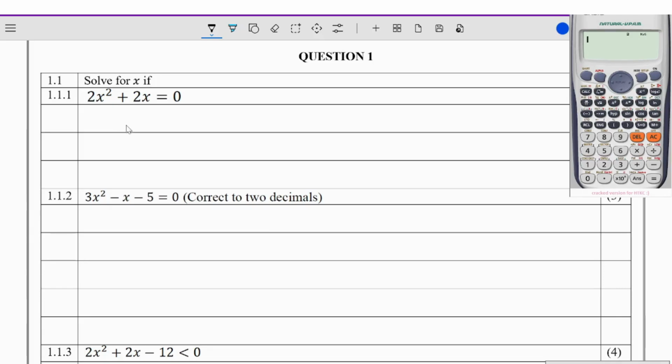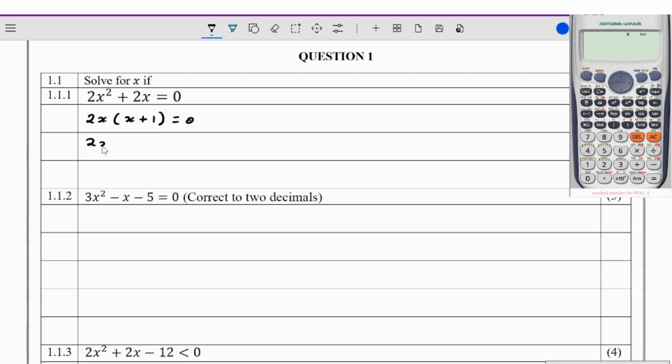Question number 1, solve for x. Now this is a quadratic expression. You can use the quadratic formula, but if you look at the equation very carefully, you will notice that it can be easily factorized. If you take out a common factor of 2x, you will be left with x plus 1. This is equal to 0.